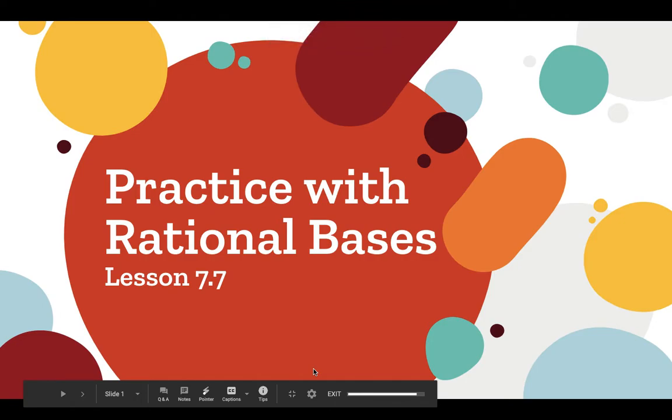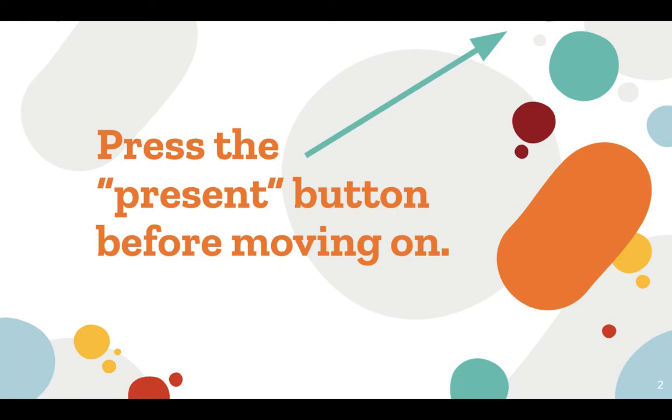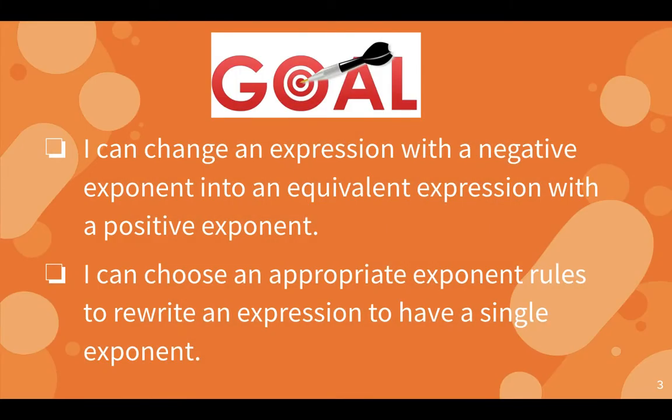Today's lesson, 7.7, Practice with Rational Bases. Our goals for today: I can change an expression with a negative exponent into an equivalent expression with a positive exponent. Our second learning target: I can choose appropriate exponent rules to rewrite an expression to have a single exponent.